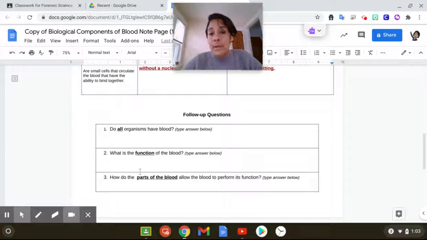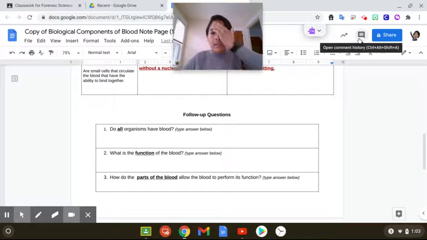Once you complete this assignment, you can hit turn in, which would be right next to share up here at the top.